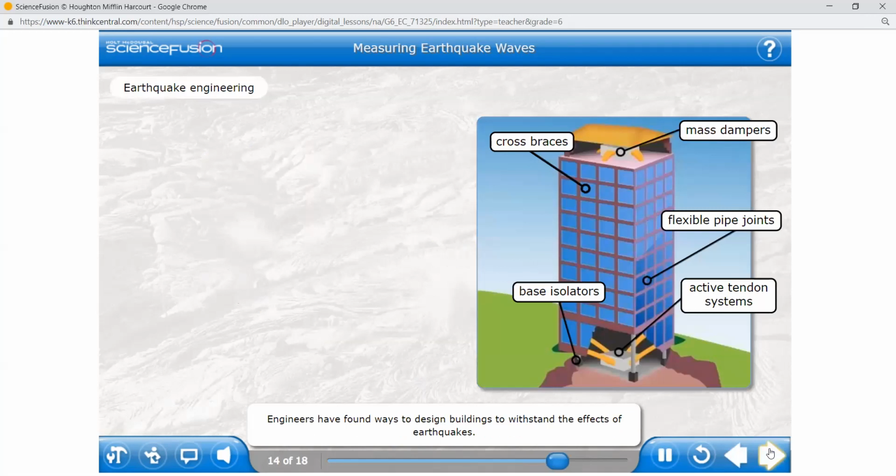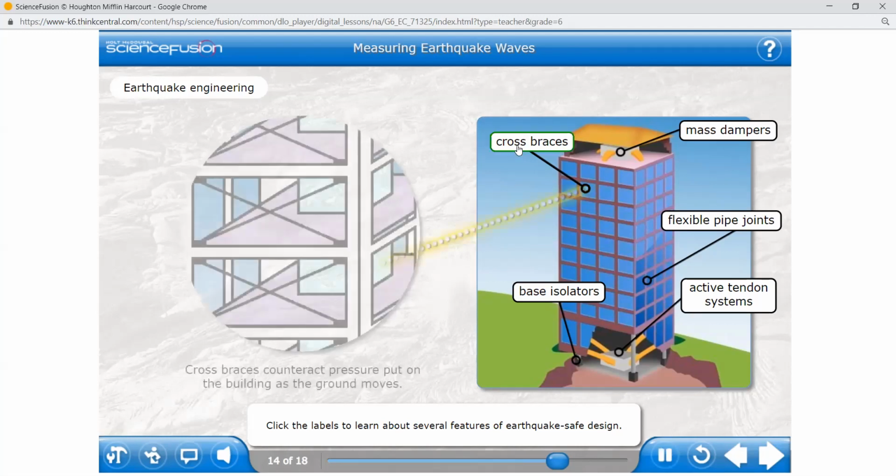Engineers have found ways to design buildings to withstand the effects of earthquakes. Click the labels to learn about several features of earthquake-safe design. Nowadays, especially in Japan, because they know from before that their land is more prone to earthquakes, while designing the buildings, the engineers have special plans so that they make them in a way that will cause less damage. I cannot say that it will not cause damage at all, but it will cause less damage.